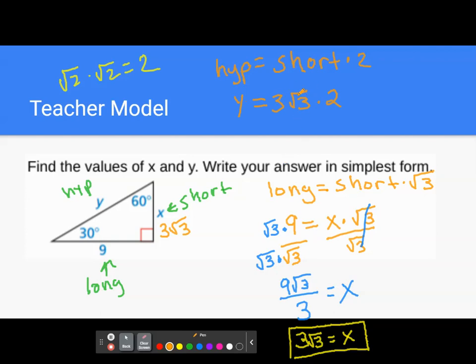Now, you're going to treat the square root of 3 like it's a variable. So it's like 3x times 2. Well, if that was 3x times 2, you would do 3 times 2 is 6, and so it'd be 6x. Same thing here, 3 times 2 is 6, so y would be 6 times the square root of 3.